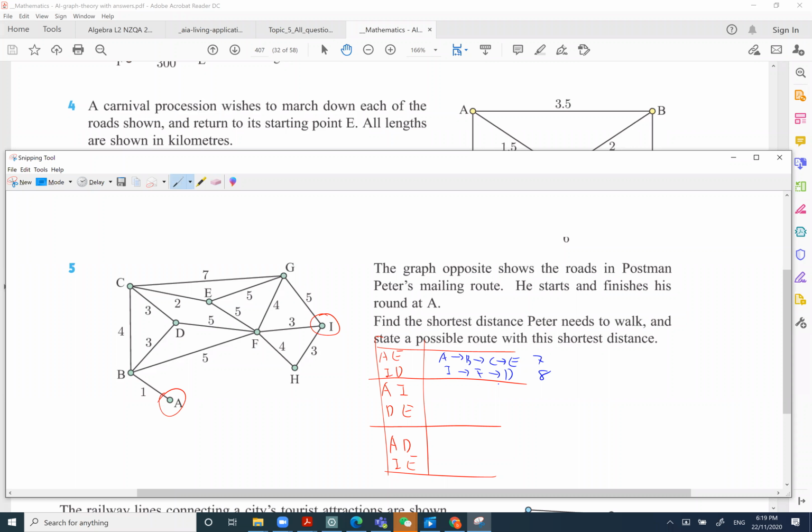A to I is 9. Yeah. A to I is 9. A, B, F, I give you a 9. D to E give you 5. D to C to E, 5. A to D, just 4. I to E, just 8.